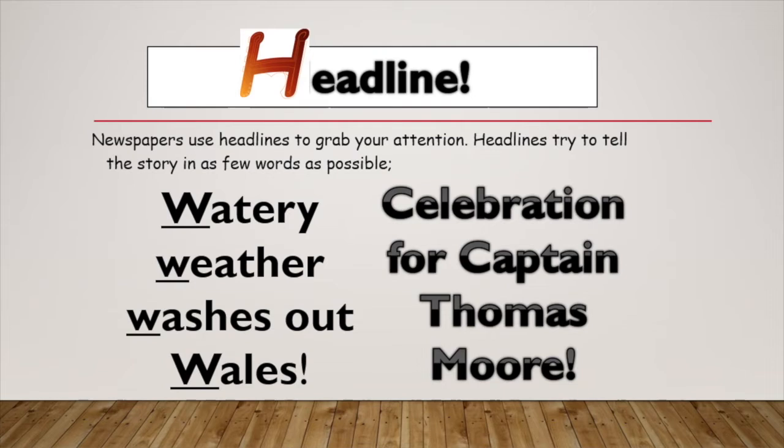The first thing then is a headline. So a newspaper uses a headline to grab your attention. Headlines try to tell you the story in as few words as possible, and they're often alliterative. You can see this, look, watery weather washes out Wales. Or the other example, celebration for Captain Thomas Moore. It could be Colonel Thomas Moore, really.